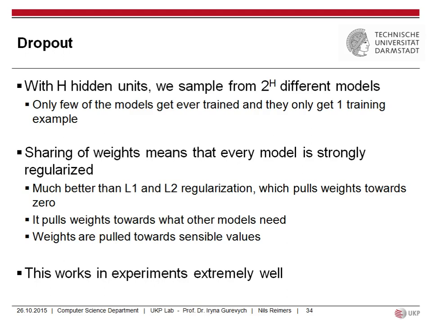So what's really crazy is when you have h hidden units, you sample from 2 to the h different models, and only a few of the models ever get trained. 2 to the 100 is a really large number. It's extremely large, and every model we train gets only one training example. But sharing the weights also means that every model is strongly regularized. So it's much better than L1 and L2 regularization, which pulls weights towards zero. Dropout pulls the weights towards what other models need, and the weights are pulled towards more sensible values.